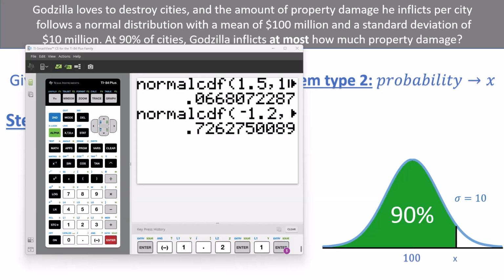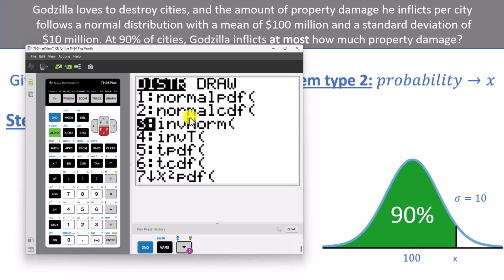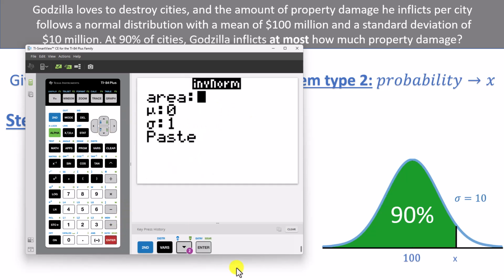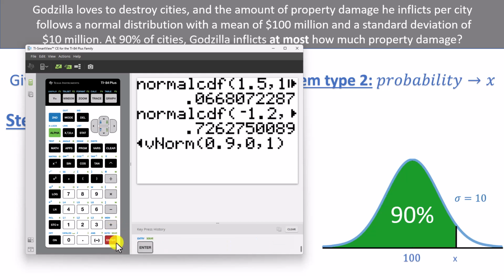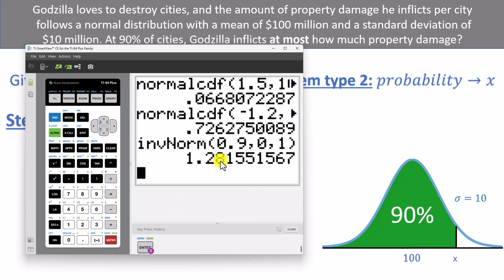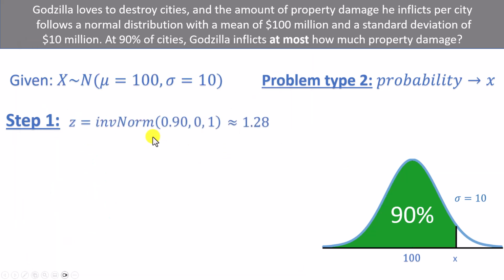So let's grab the calculator. This is under second distribution again, and it's the third option down for inverse norm. The area is going to be the area to the left of this value that we're trying to find, and the area to the left is that 90%. So we're going to put 0.9. And we're always going to leave the mean and standard deviation at 0 and 1. If we paste that, we see the answer is about 1.28. So here are the inputs, and the answer is about 1.28. So that's step number 1.